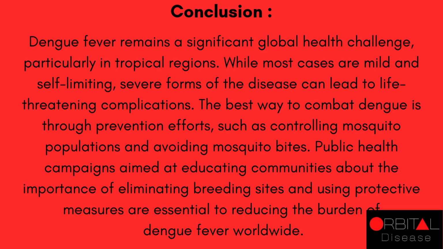Conclusion: dengue fever remains a significant global health challenge, particularly in tropical regions. While most cases are mild and self-limiting, severe forms of the disease can lead to life-threatening complications. The best way to combat dengue is through prevention efforts, such as controlling mosquito populations and avoiding mosquito bites. Public health campaigns aimed at educating communities about the importance of eliminating breeding sites and using protective measures are essential to reducing the burden of dengue fever worldwide.